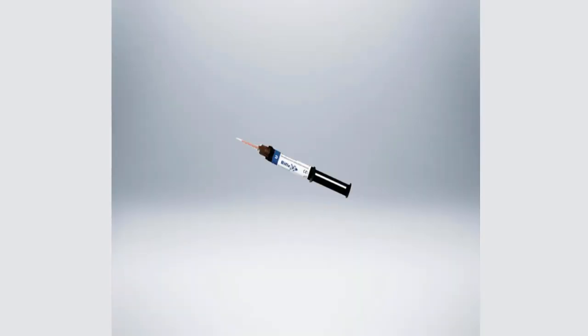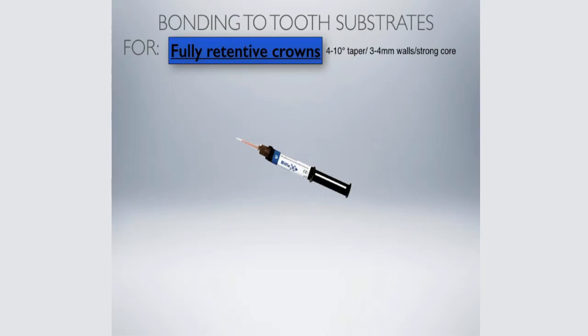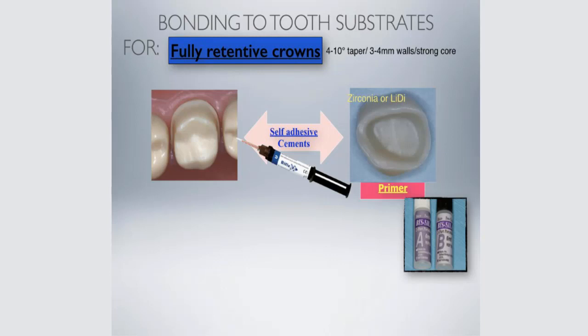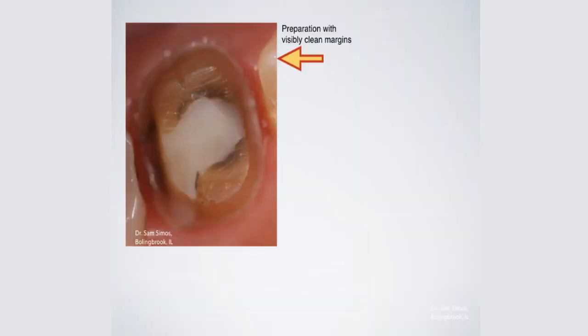You have to use it correctly. So here's a fully retentive crown, and we're going to be using a self-adhesive resin cement. We need a primer on our lithium disilicate. Now, what do we need on the tooth side? Well, because this is a dual cure self-adhesive resin cement, we really just only need to clean the dentin on the tooth side. We don't need any adhesive or anything on the tooth side. So we will prime our zirconia or lithium disilicate.